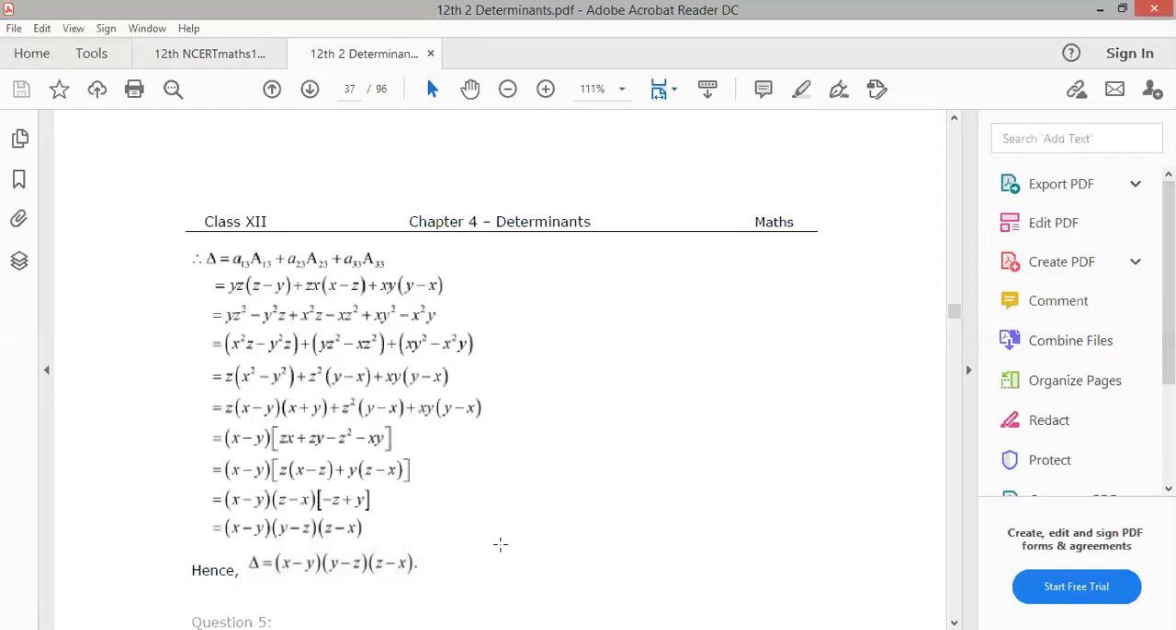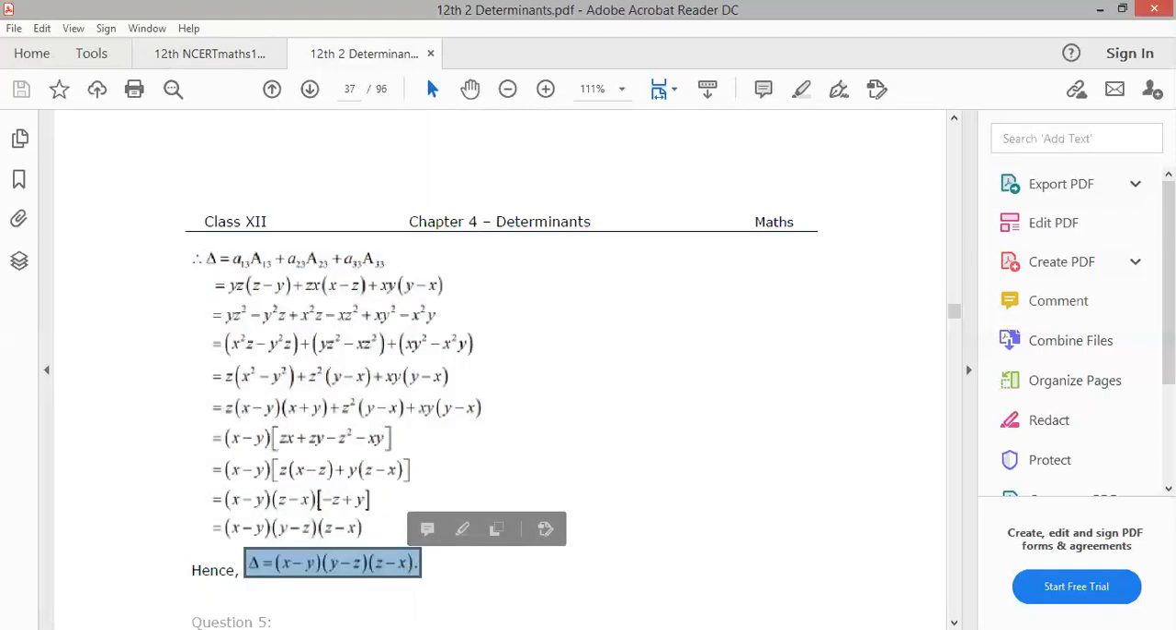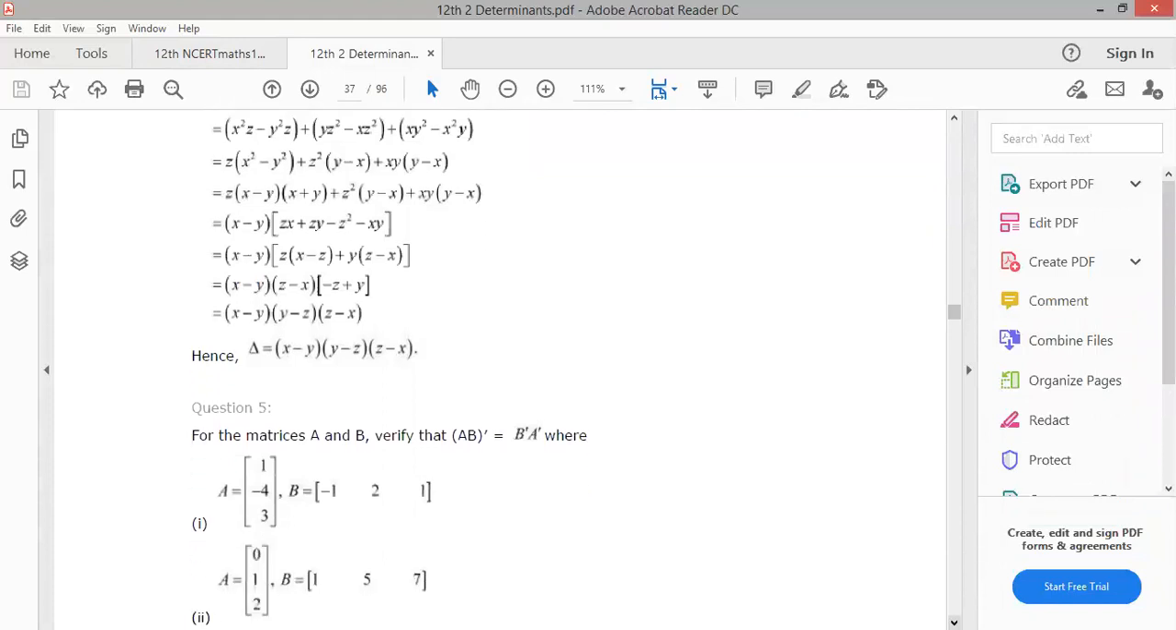Making the necessary calculations, we arrived at the last step, that is the value of the determinant. The value of the determinant we have here is del equal to (x minus y)(y minus z)(z minus x). So this is the way you can solve the questions based on these.